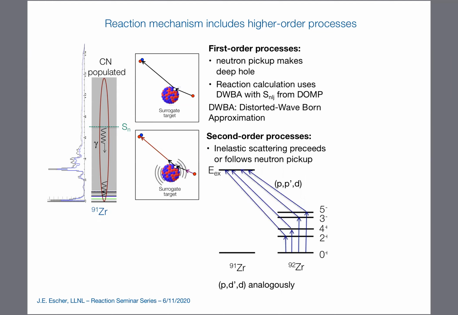It turns out that you get strong contributions from inelastic scattering in both the entrance and the exit channel. So the incoming proton can inelastically excite the zirconium-92 and then remove a neutron. We can also have the situation where the proton removes a neutron and the outgoing deuteron inelastically excites the remnant nucleus. And we have to take those contributions into account.